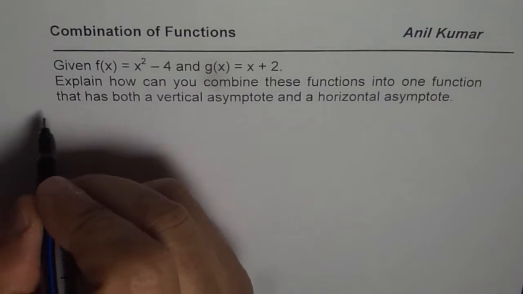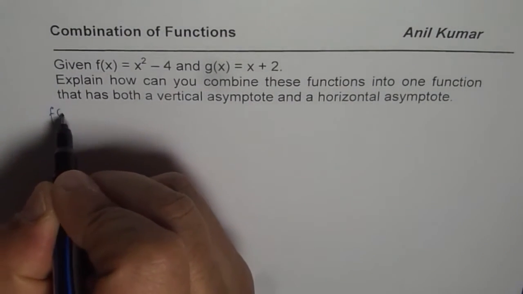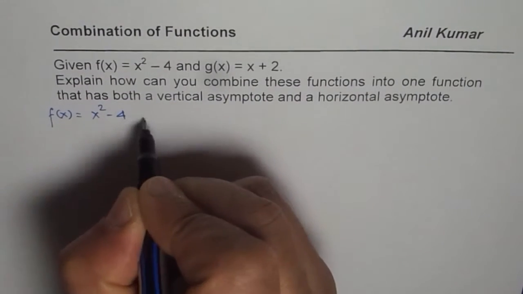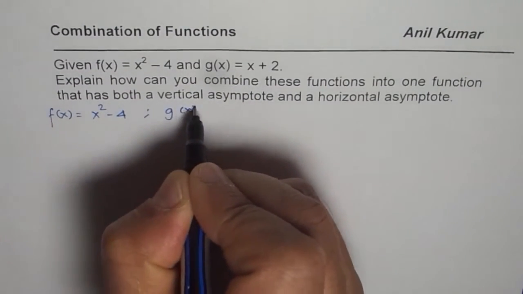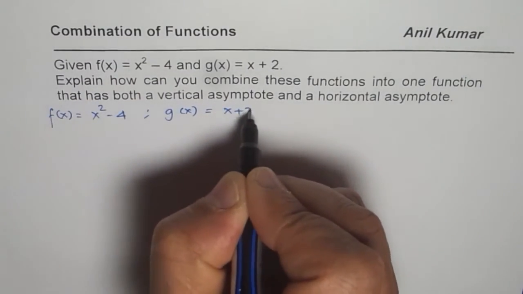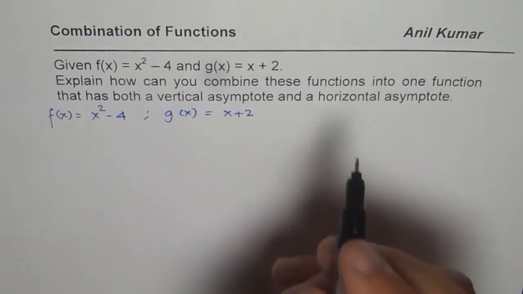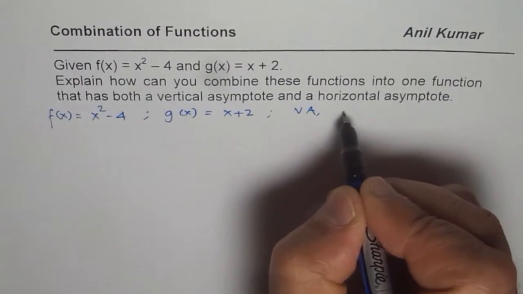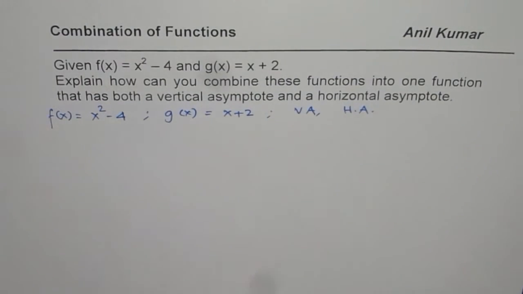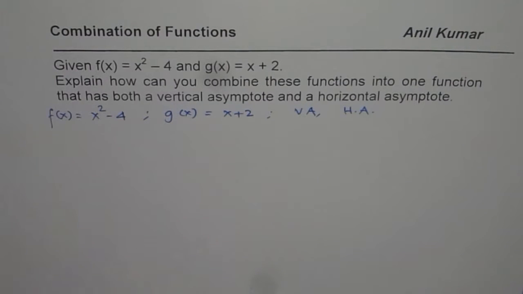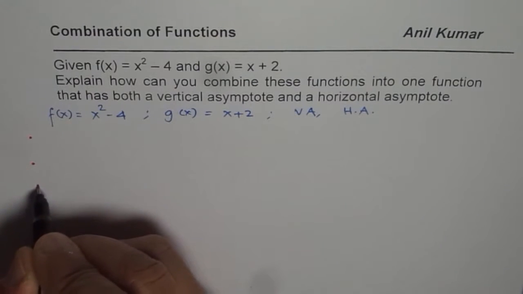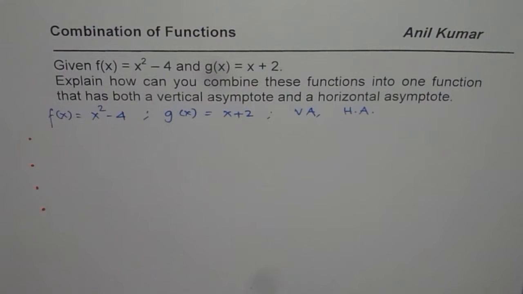Now in this question, what are we given? We are given f of x equals x squared minus 4, and we are given g of x equals x plus 2. And what we need is a vertical asymptote and a horizontal asymptote. Now, if you start thinking about it, we can jot down a few points that can help us find the solution, right? So let's think about a few points.